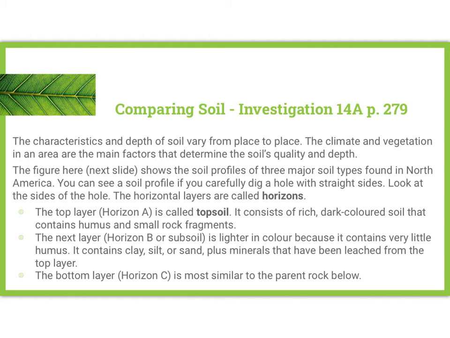The horizontal layers are called horizons. The top layer, horizon A, is called topsoil. It consists of rich, dark colored soil that contains humus and very small rock fragments. The next layer is lighter because it contains very little humus. It contains clay, silt, or sand, plus minerals that have been leached from the top layer. Leached means slowly moved down by water below. The bottom layer is most similar to parent rock.